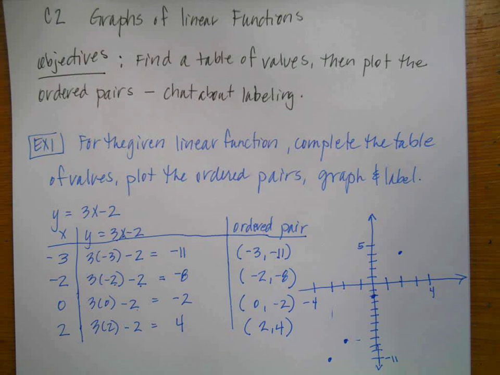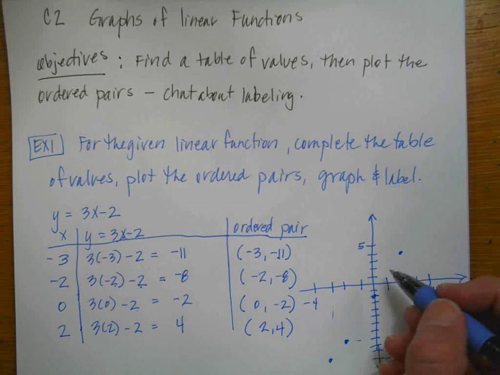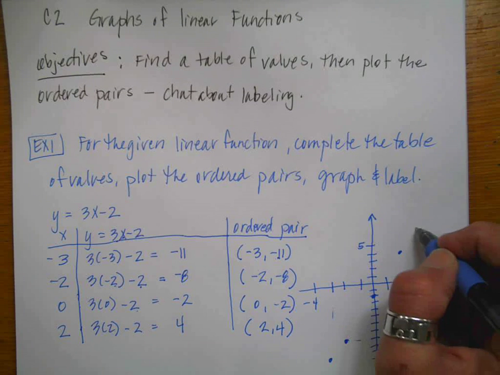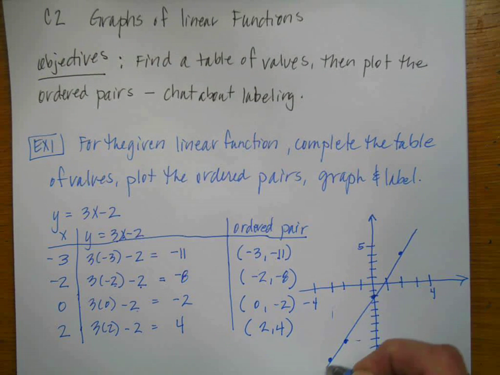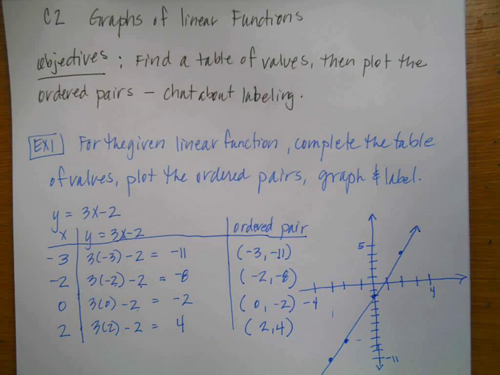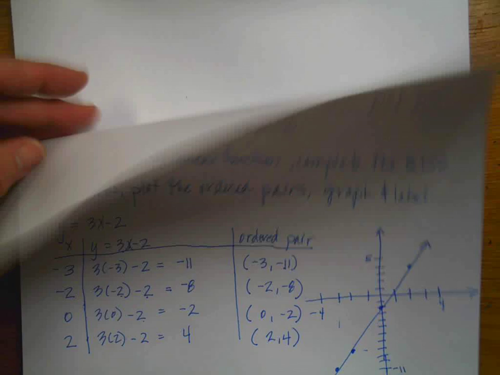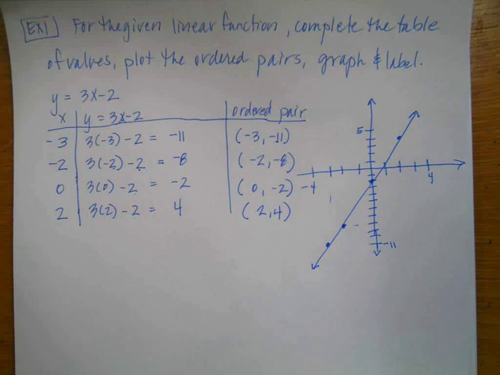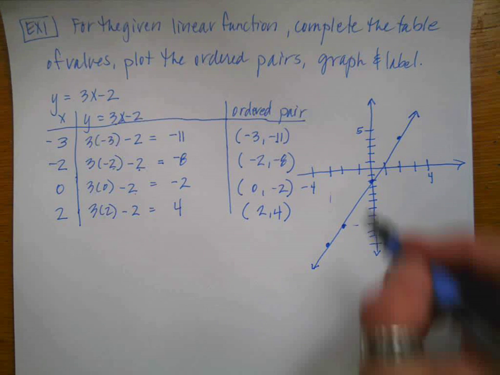I would advise you to use a straight edge. Your ID is a great straight edge because it's nice and short. I don't seem to have a straight edge handy, so I'm going to attempt to connect my dots, put arrows on my graph, and then that shows that the graph continues forever. Okay? So that would be graphing.